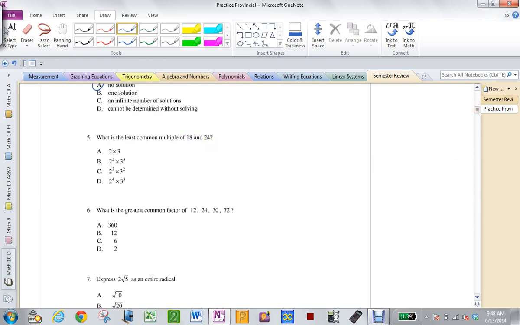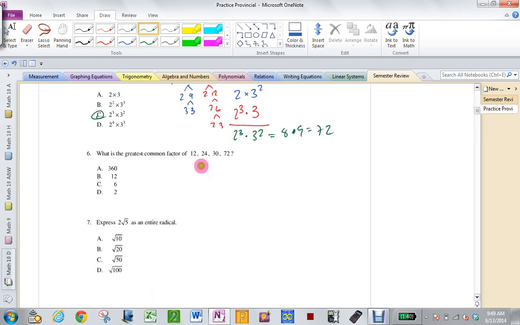LCM of 18 and 24. I always use 18 and 24. So that's 2 and 9 and 3 and 3. So that's 2 times 3 squared. And then 24 is 2 and 12, 2 and 6, 2 and 3, which is 2 cubed times 3. So then I just check 2 to the third covers all my 2s, times 3 squared covers all my squareds. So that's 8 times 9, which is 72. But I have it right here as cubed and squared for number 5.